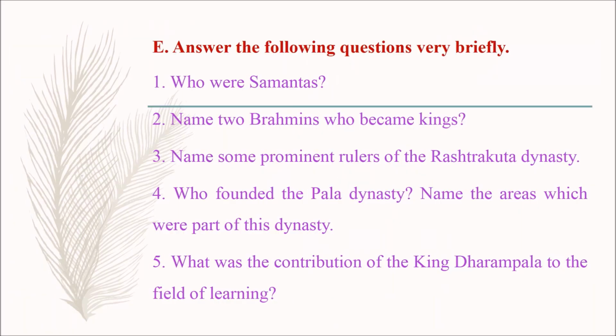Section E. Answer the following questions very briefly. Question number 1. Who were Samantas? Question number 2. Name 2 Brahmins who became kings. Question number 3. Name some prominent rulers of the Rashtrakuta dynasty. Question number 4. Who founded the Pala dynasty? Name the areas which were part of this dynasty.